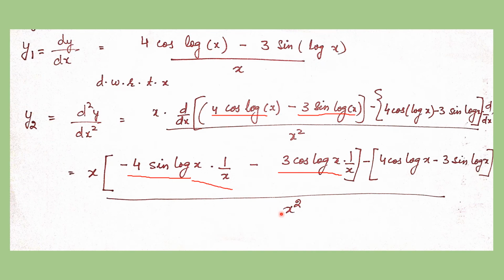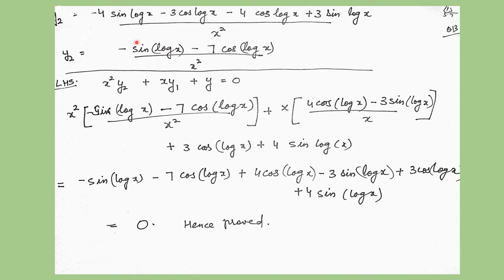Okay, so now you are getting this term, and in the whole denominator is x square. Moving further, you can also write it in this way, that y2 is equal to minus 4 sine log x minus 3 cos log x minus 4 cos log x plus 3 sine log of x whole upon x square. Now, if you see the terms, you have minus 4 sine log x, here is the term minus 4, and here is plus 3 sine log of x. So your answer will be minus sine log of x if you calculate it.